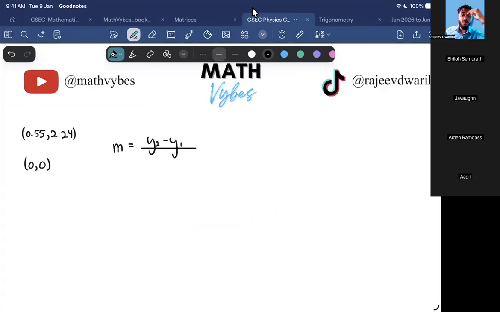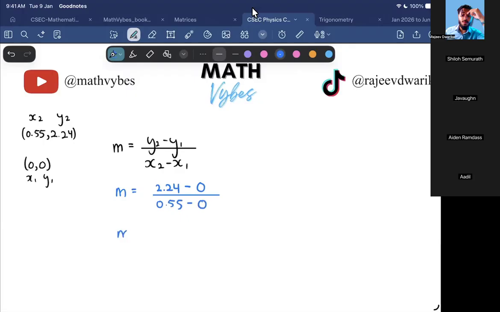Right, then they want to see substitution. So we label this x1, y1. We label this x2, y2. Again, it does not matter how you label it, so long as you do it correctly. So y2 is 2.24. What's y1? 0. What's x2? 0.55. What's x1? 0. Alright, so plug that into your calculator and let me know.